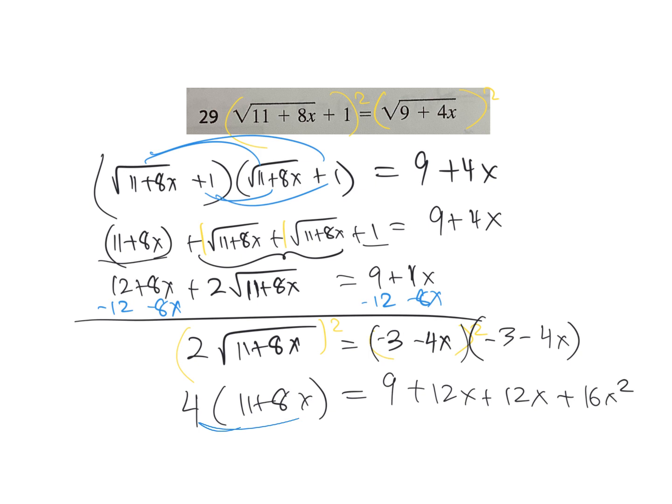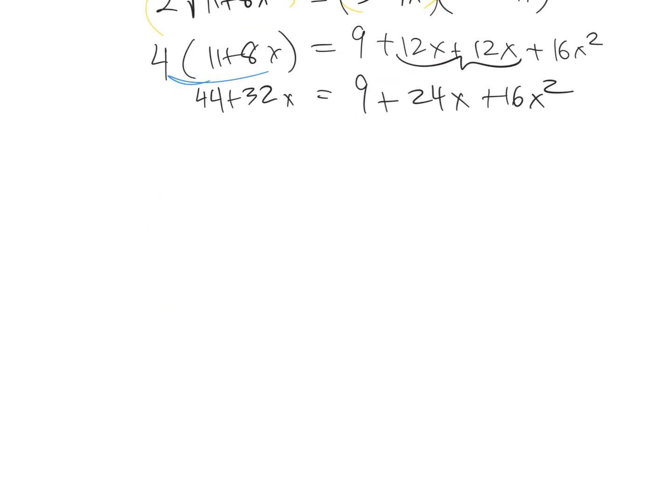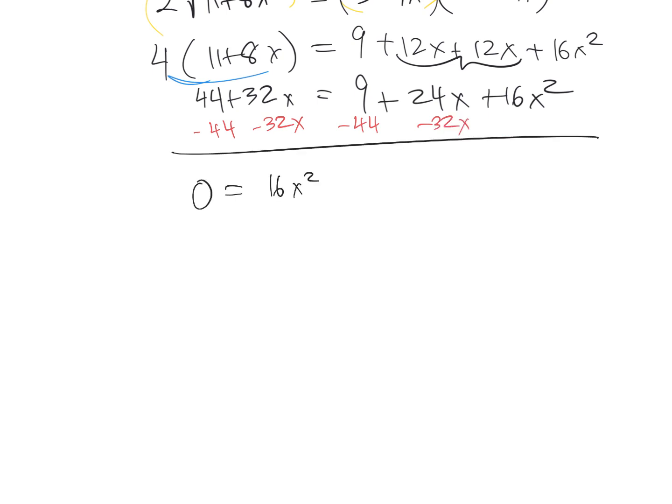So distribute, and we get 44 plus 32x equals 9 plus, these two go together, 24x plus 16x squared. Let's move all this up and finish this. So we're going to subtract the 44, and we're going to subtract 32x, and rewrite everything in order. So 16x squared. 24 minus 32 is negative 8, and 9 minus 44 is negative 35. All right, so stop this, see if you can figure how this factors.